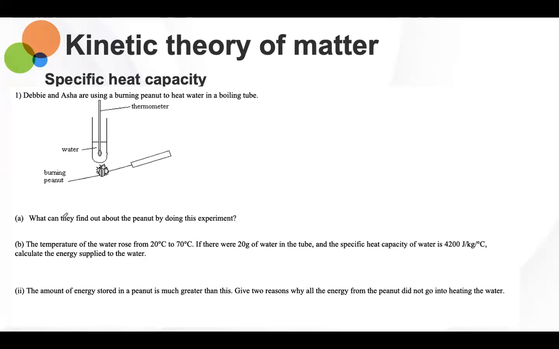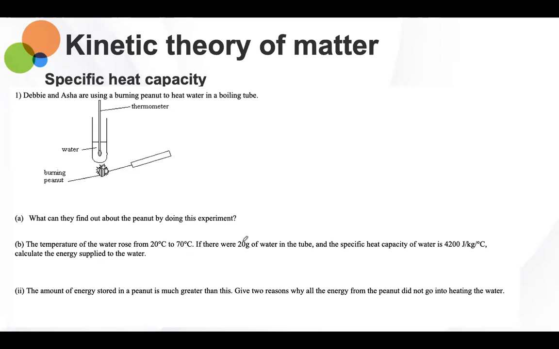So what can they find out about the peanut by doing this experiment? We can find the specific heat capacity of this peanut by doing the experiment, because we'll see how much heat this peanut is giving off. It's not the ideal way, right? But it's just a particular experiment that we are playing around with. So don't stress too much about that. We move now to the actual questions. The temperature of the water rose from a starting value to 70 degrees Celsius, right?